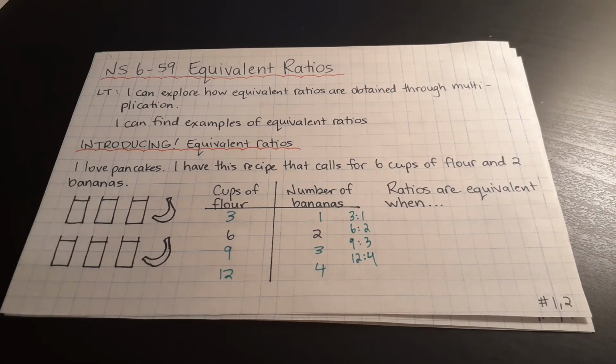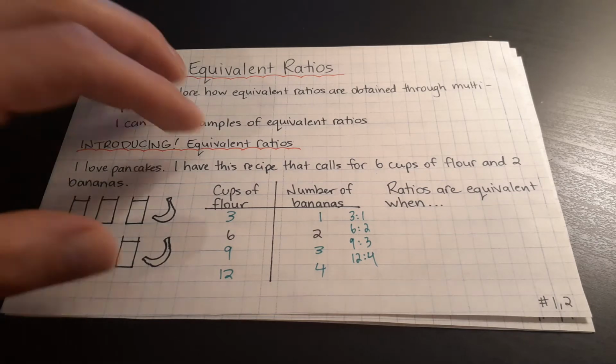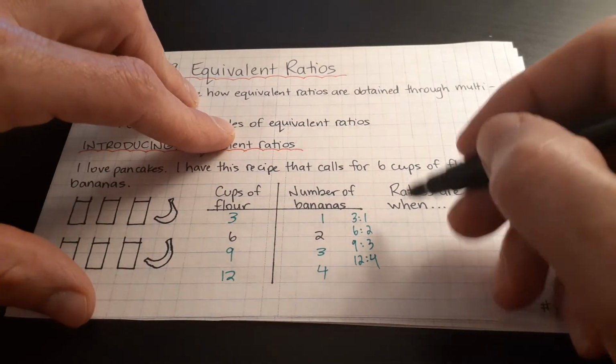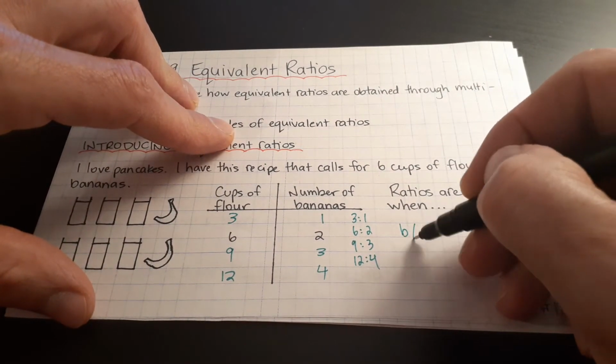Ratios are equivalent because they basically show the same sort of thing, just with different quantities, but they represent the same comparison. There's 3 times as much flour as there is bananas in this situation. Okay, so ratios are equivalent because they show the same ratio.